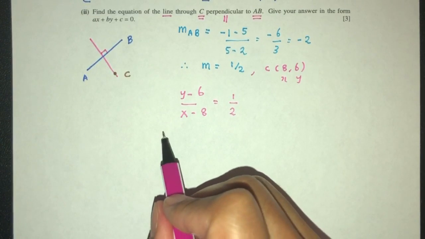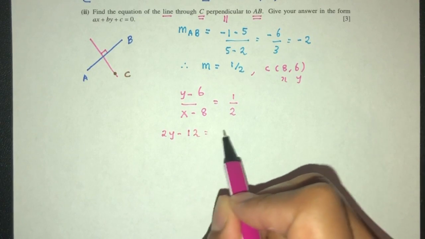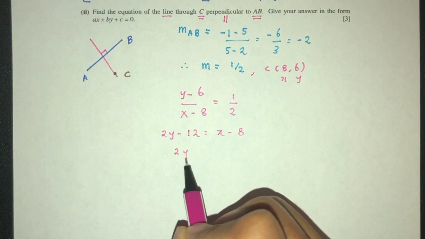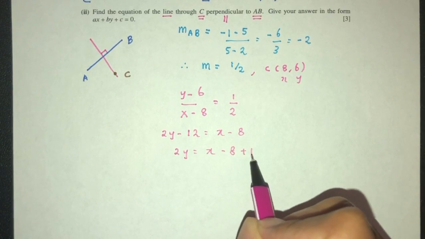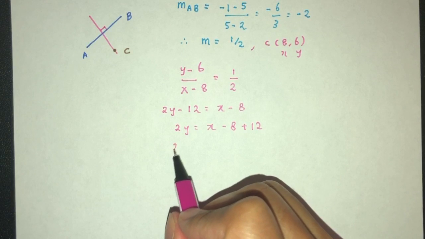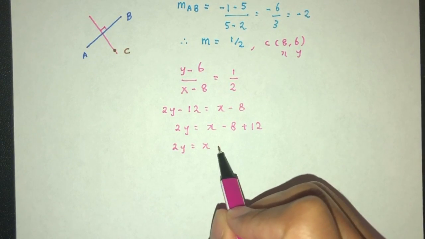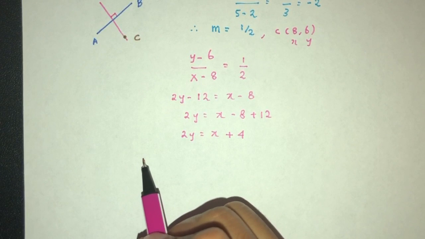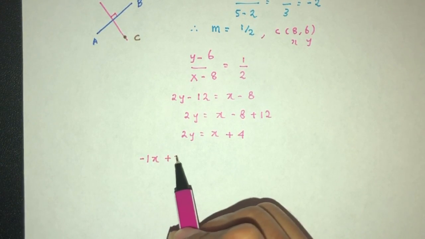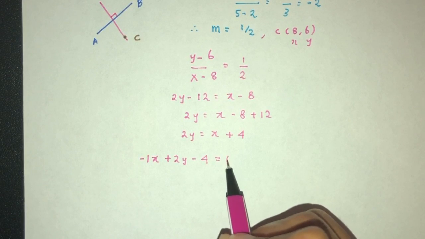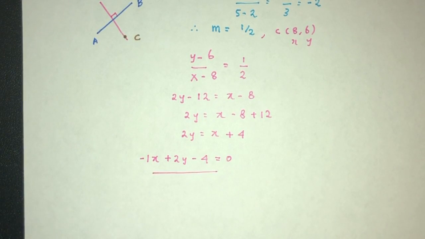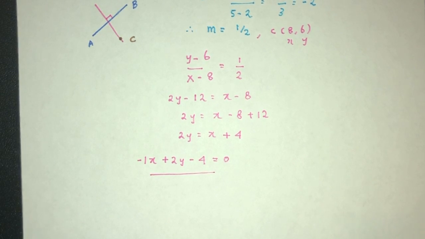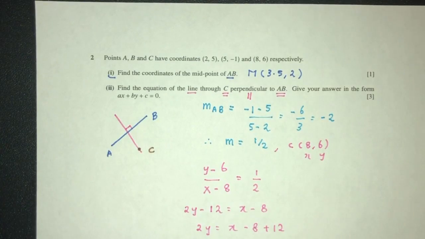Then we can cross multiply, that should be 2y minus 12 equals x minus 8. So 2y will be x minus 8 plus 12, and that should be 2y is equal to x plus 4. But now we have to express it in this form. Send everything to the left hand side. You will have minus 1x plus 2y minus 4 is 0. Okay, and that will be your equation of the line which is perpendicular to AB and passing through C, as you can see right here on the diagram. Now let's move on to the next question.